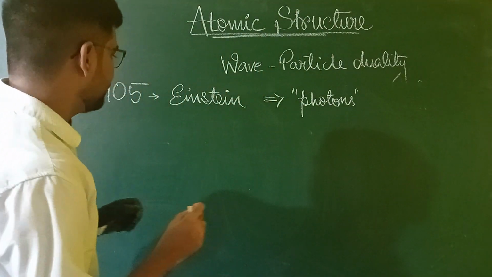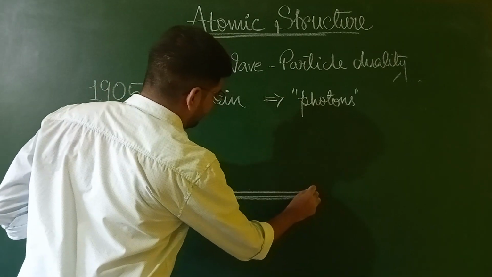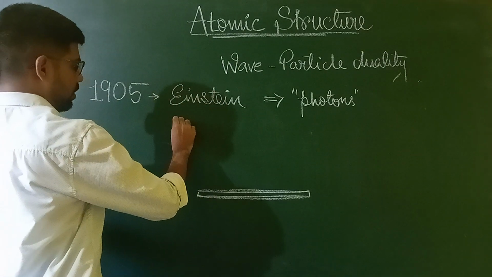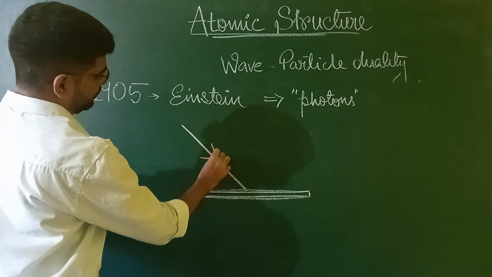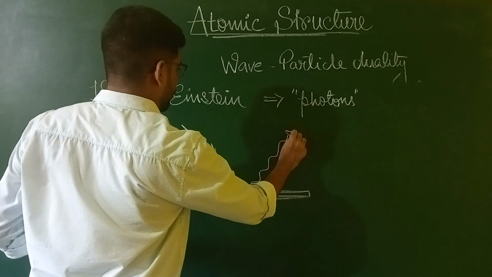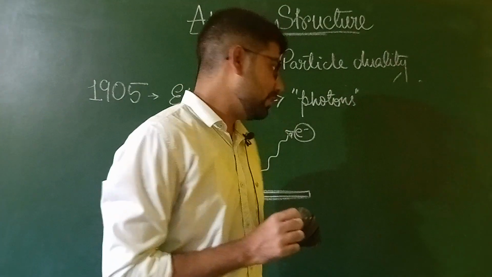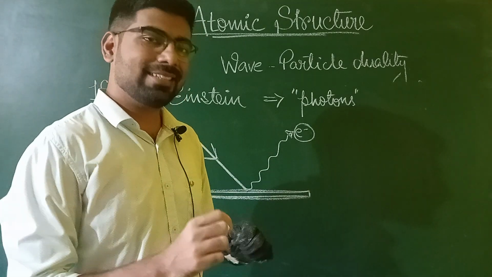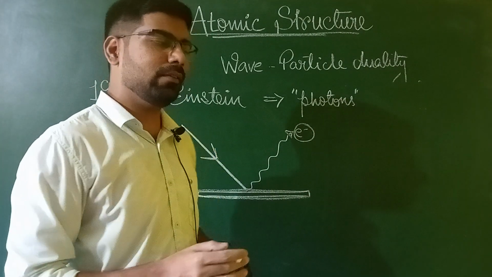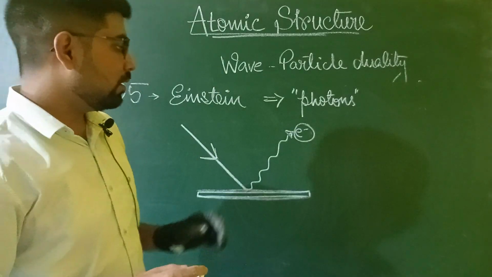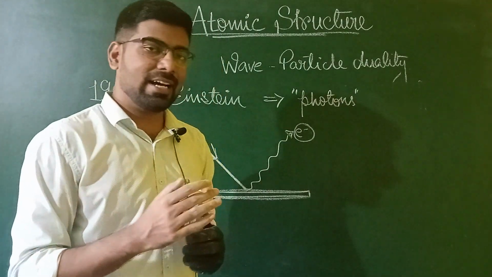Now, what is the photoelectric effect? Let's say this is a metal surface. This is my metal surface, and whenever light of a particular frequency falls on it, an electron will be emitted from the surface of the metal. Now, will any light falling on the surface of the metal emit an electron? Absolutely not. Light of a certain particular frequency will emit an electron, and a frequency lower than that won't emit.